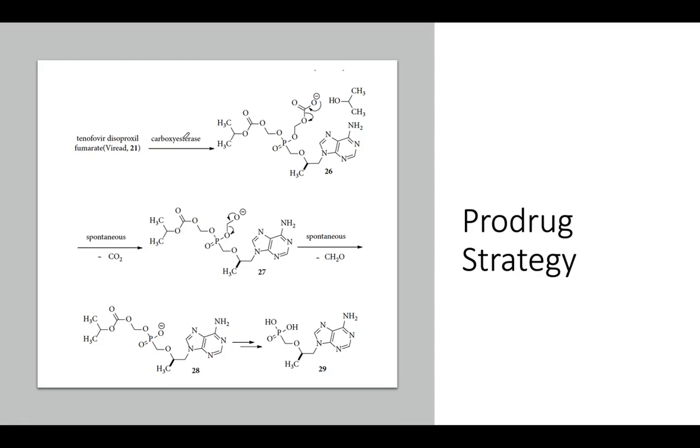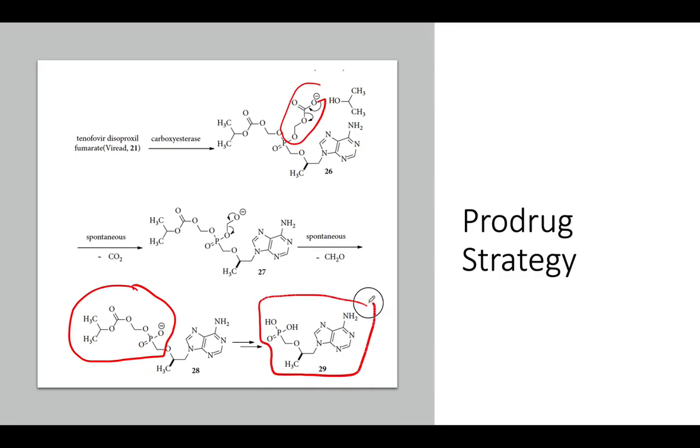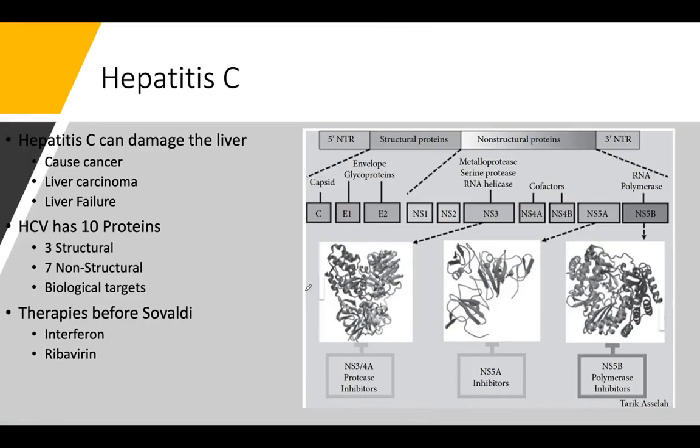Then you're going to see a spontaneous release of carbon dioxide, followed by a spontaneous release of formaldehyde. And then the same process that took place for this side of the molecule is then going to take place for the other side of the molecule to liberate the active pharmaceutical ingredient. So that's the prodrug strategy for these drugs. Now let's focus on hepatitis C.